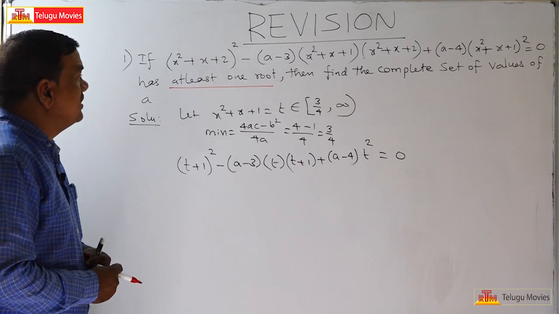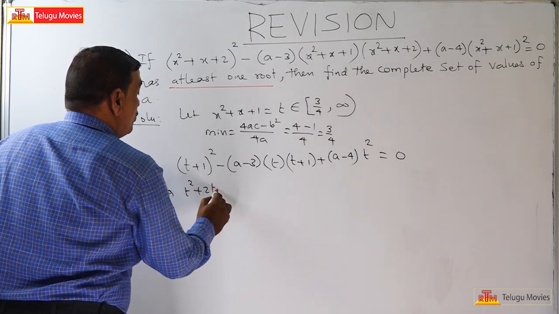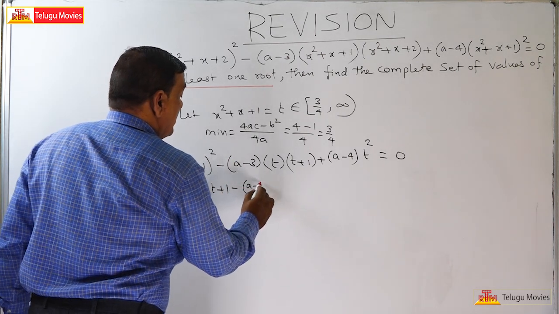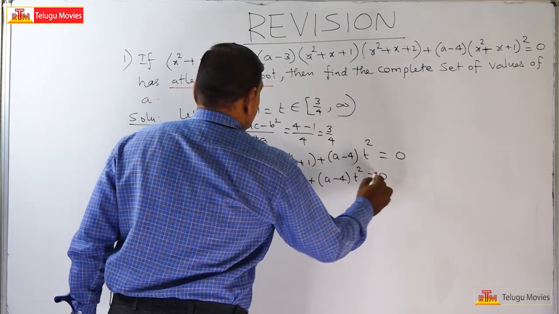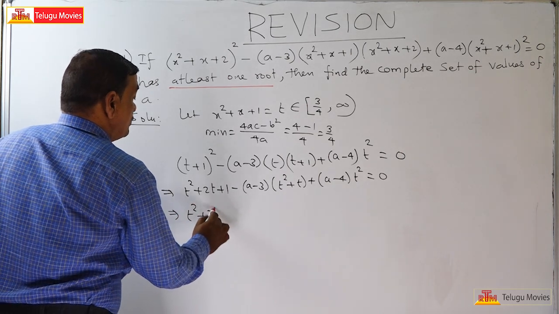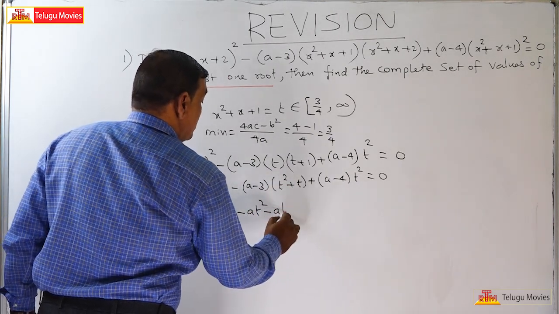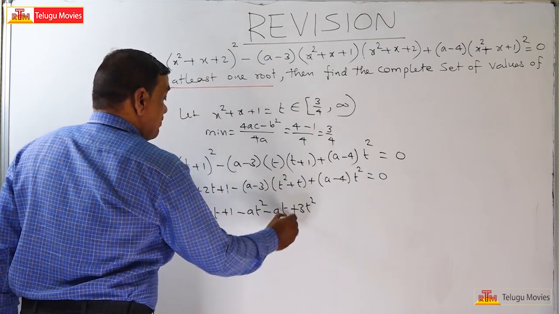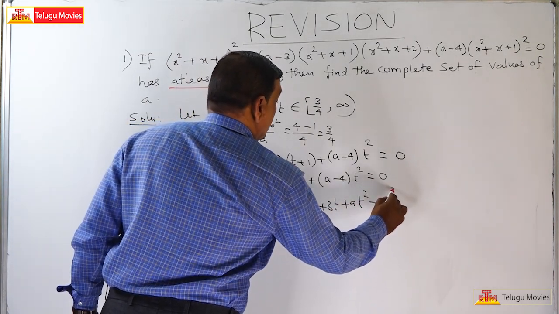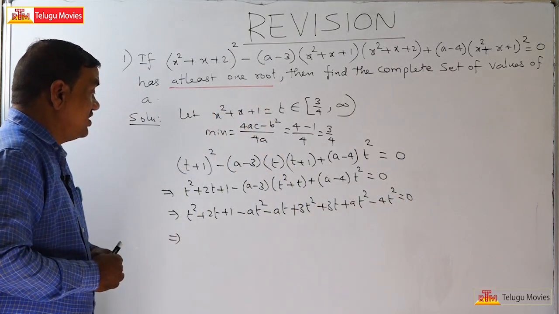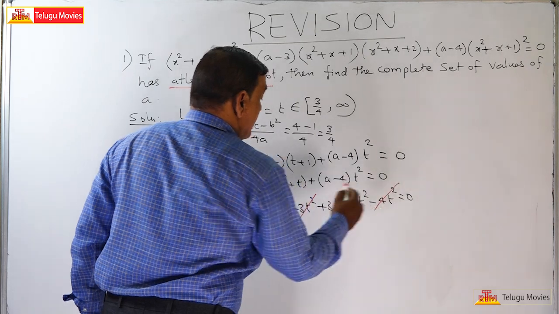Now let us expand this. What happens? This is equal to t square plus 2t plus 1, minus (a minus 3)(t square plus t), plus (a minus 4) t square is equal to 0. This implies t square plus 2t plus 1, minus a t square minus a t plus 3t square plus 3t, plus a t square minus 4t square is equal to 0. Any more cancellations? See here, t square plus 3t square is 4t square, and here also minus 4t square gets cancelled.